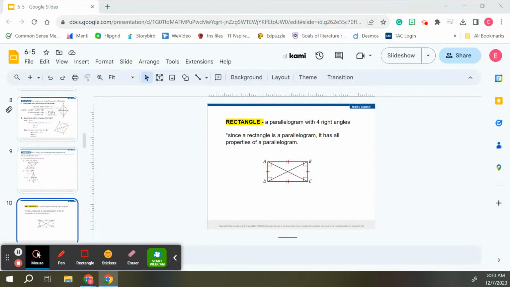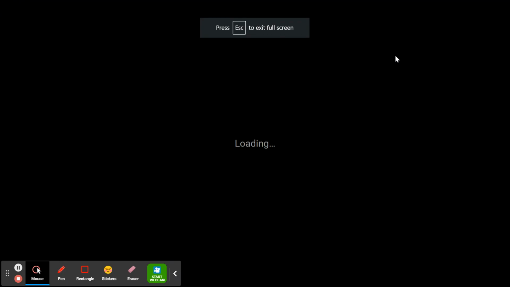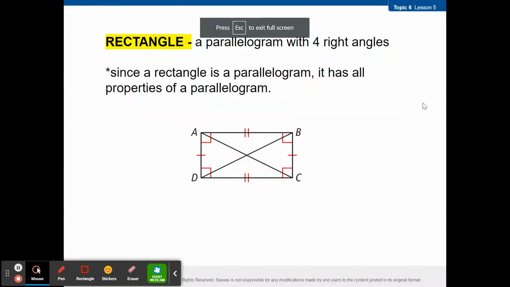Guys, 155. Take out those foldables. Let's confirm some stuff. Make sure we got everything in there, okay?